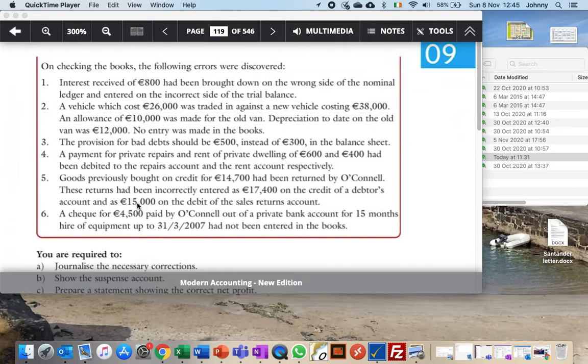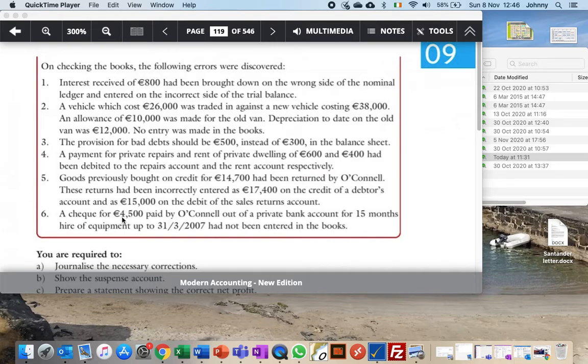Now I'll do what should have happened in the first place. So goods bought and credit have been returned by O'Connell. So I am O'Connell, so that will be sales returns. So sales is an income, sales returns is the opposite, so it's an expense. So I'll have a debit in sales returns, and the people who I owe money to are my creditors, so I'll have a credit in creditors of the same figure, 14.7. And then suspense is going to have the difference between the two sides. If you add up all the debits and credits you've just done, you'll find what the suspense amount is.